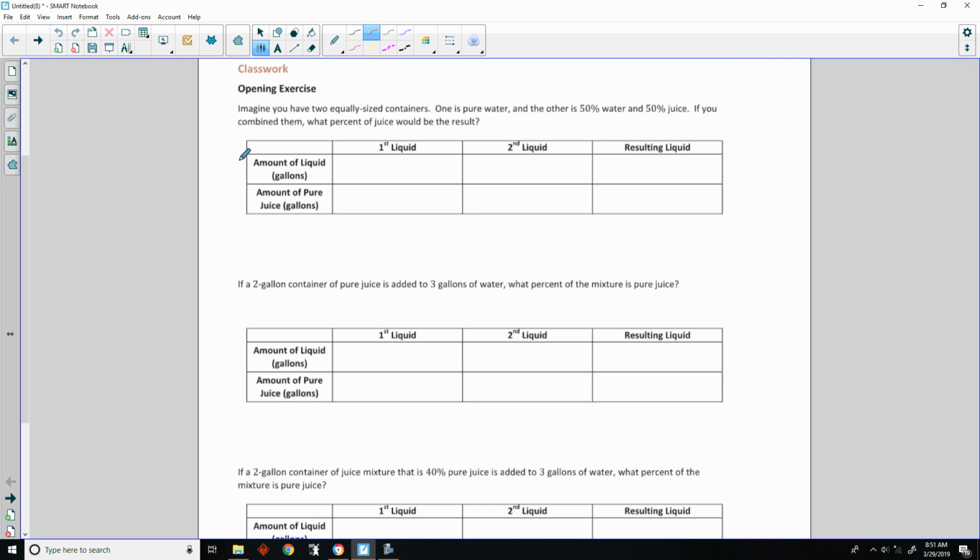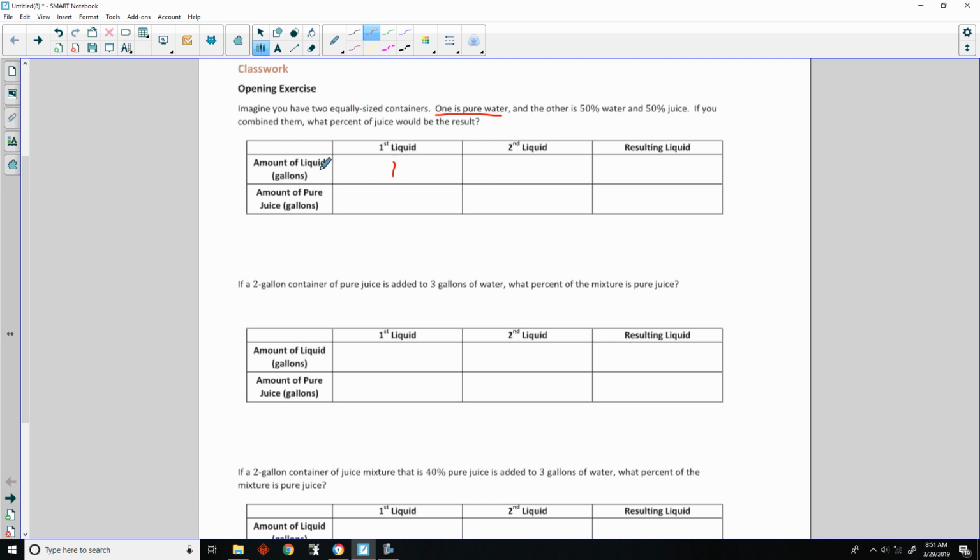Okay, so amount of liquid in gallons, first liquid. So let's do that in red. One is pure water. Imagine you have two equally sized containers, so they're 1 gallon containers. So I would say first liquid, amount of liquid 100%, or simply 1.